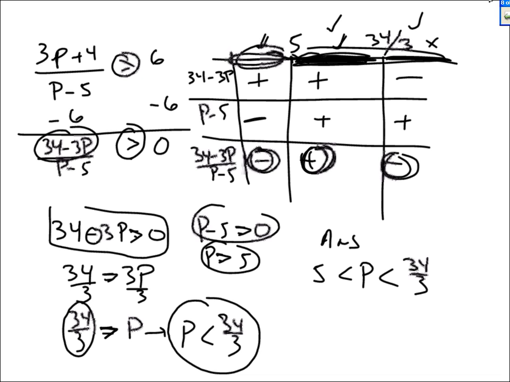And since it never had equality, I do not put the equal lines there. That is why I'm going to erase them. Interval notation, 5 up to 34 thirds. Do not include the endpoints. And there's the answer.